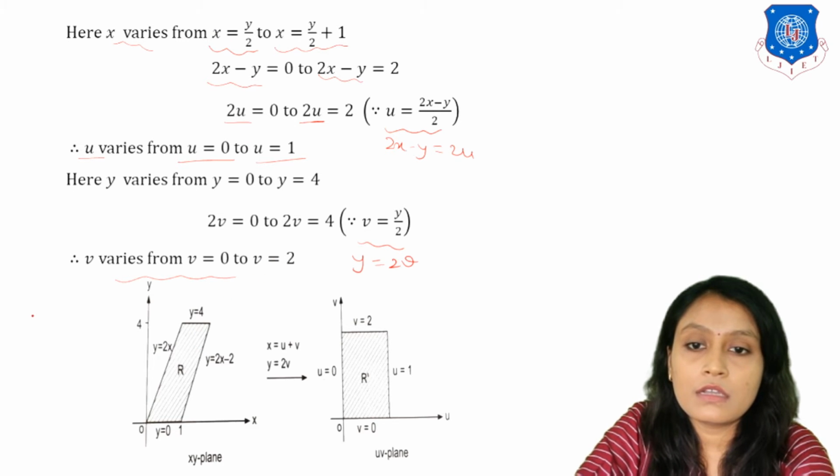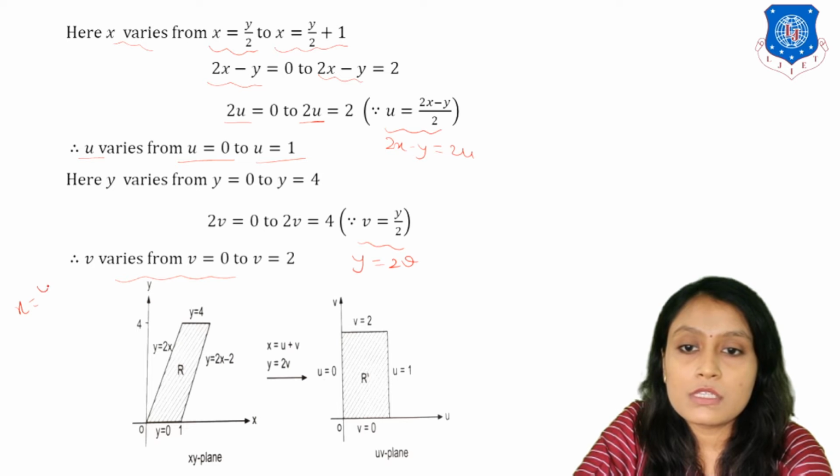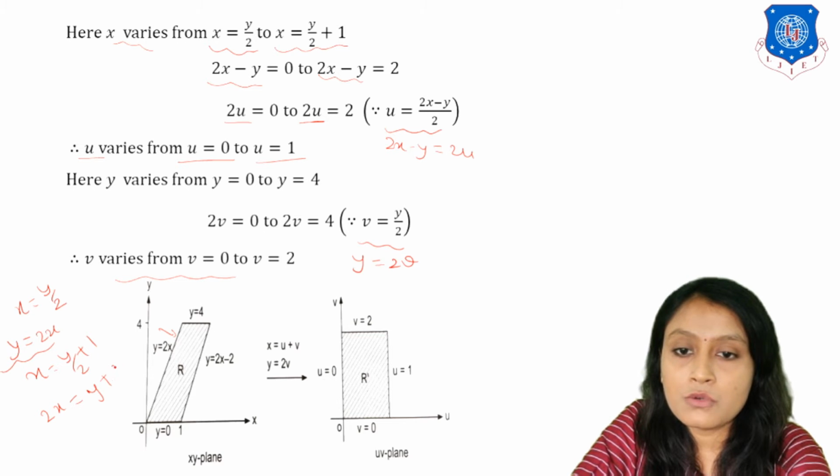Now here the given x is equal to y by 2. So from here you will get y is equal to 2x. So firstly we have to draw this y is equal to 2x, and this we can draw like this. Next it is given that x is equal to y by 2 plus 1. So on simplification you will get 2x is equal to y plus 2. So y is equal to 2x minus 2. So we will draw this line. So this is our line y is equal to 2x minus 2.